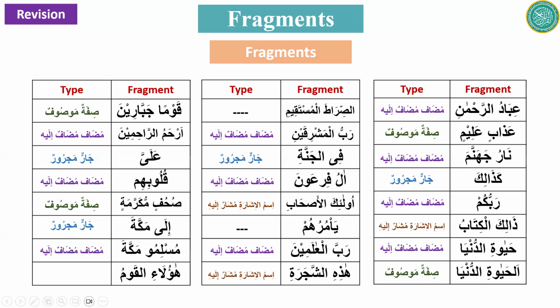We end with Sifa. هؤلاء القوم. اسم الإشارة مشار إليه. What's the status of هؤلاء here? هؤلاء مرفوع. Why? Because قوم is also مرفوع. We look at Qawmu and then we determine the status based on that.